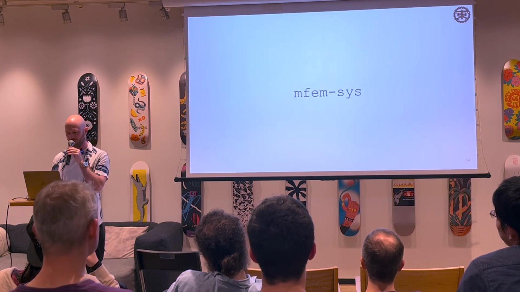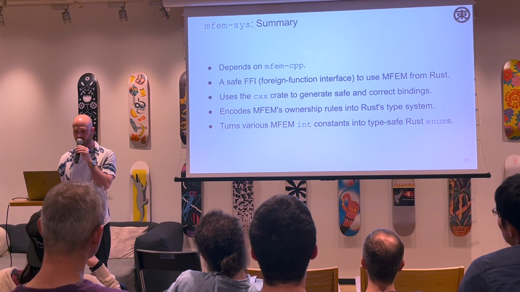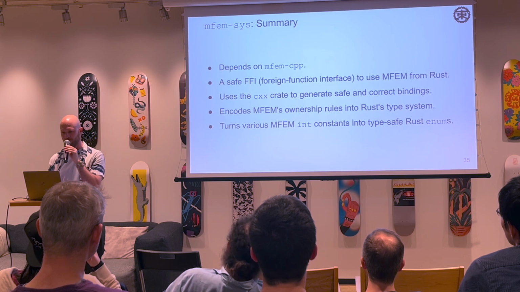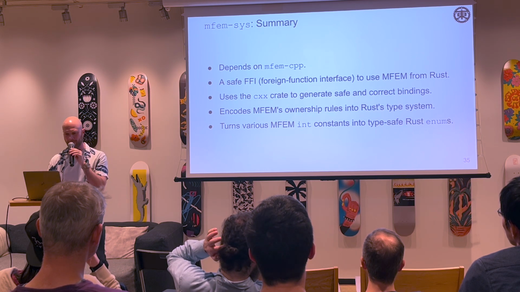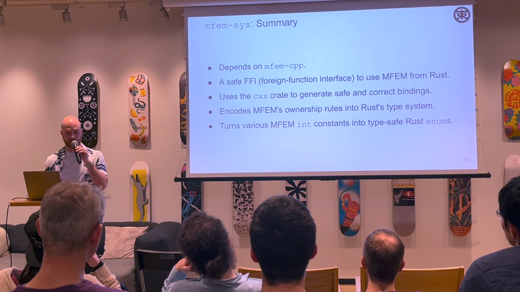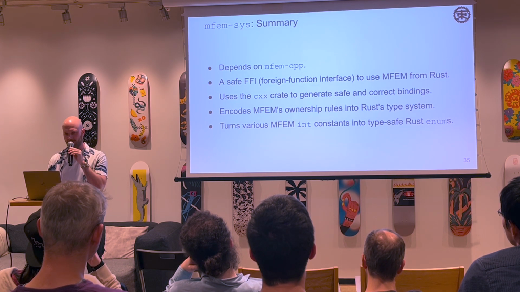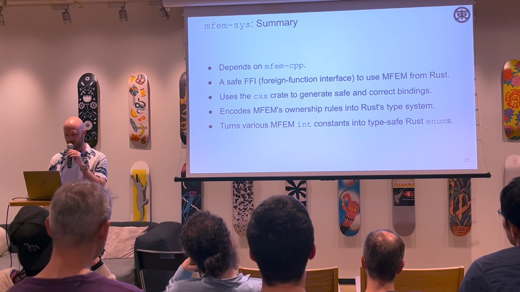All right, on to MFEM sys. It depends on MFEM CPP, like I was saying. It provides a safe FFI, which stands for Foreign Function Interface, to use MFEM. It uses the CXX crate and encodes ownership rules into the Rust type system. This is the most exciting part for me. And also, as a bonus, it turns various MFEM int constants into type-safe Rust enums.